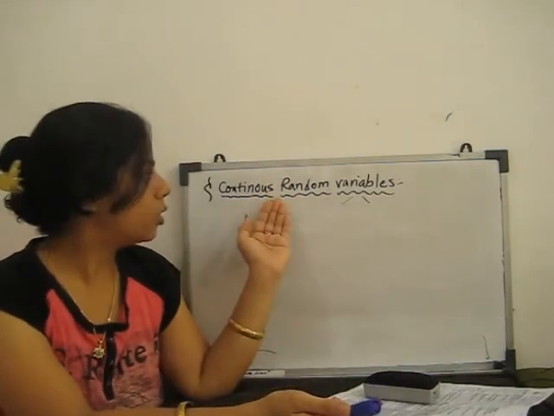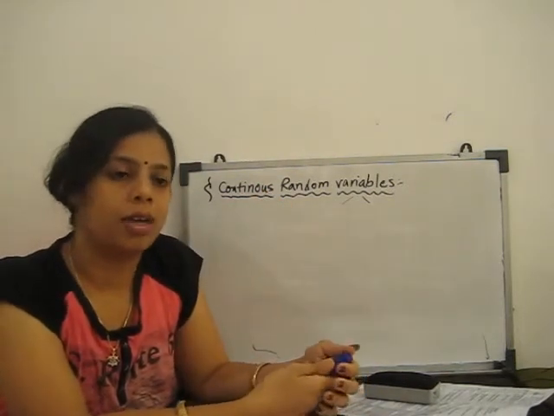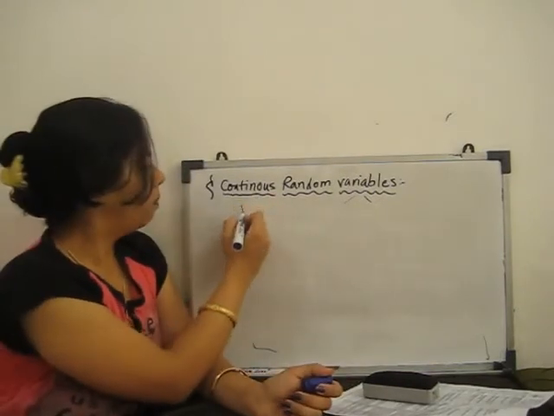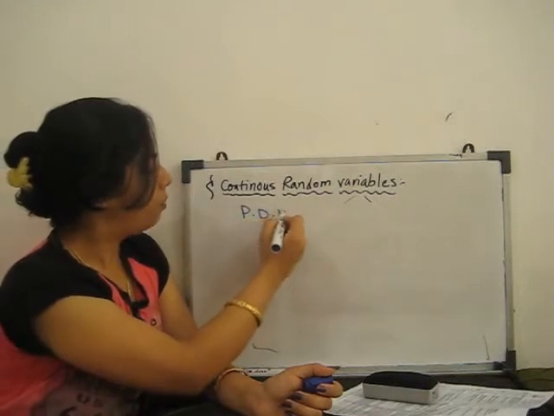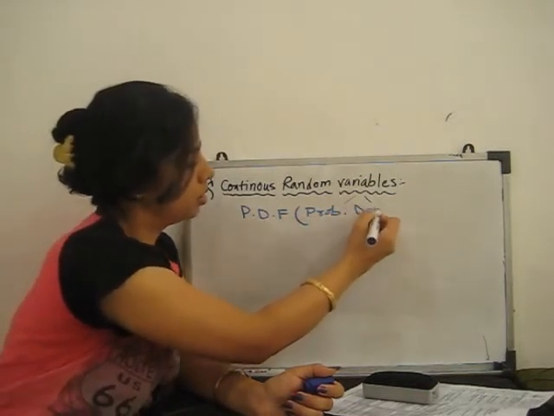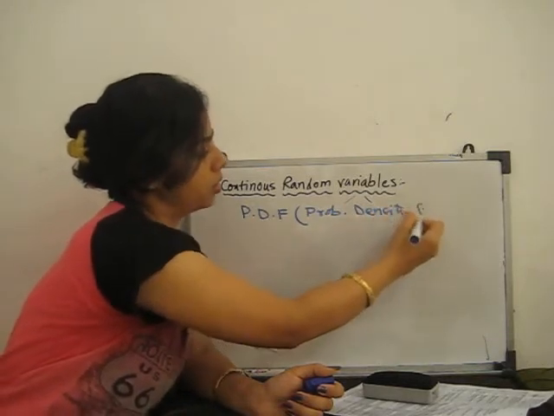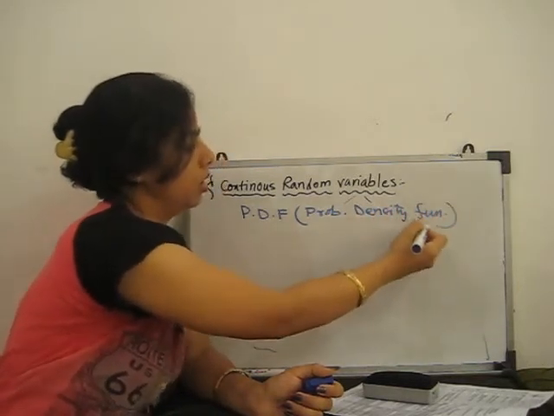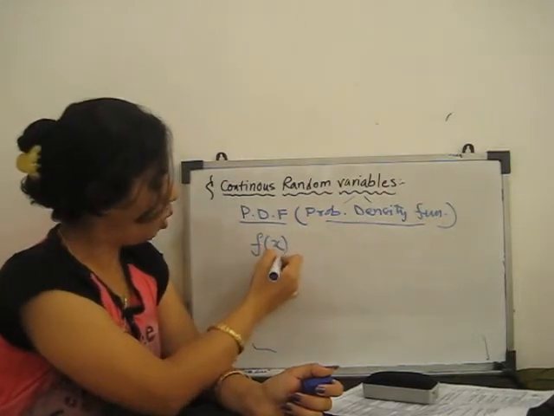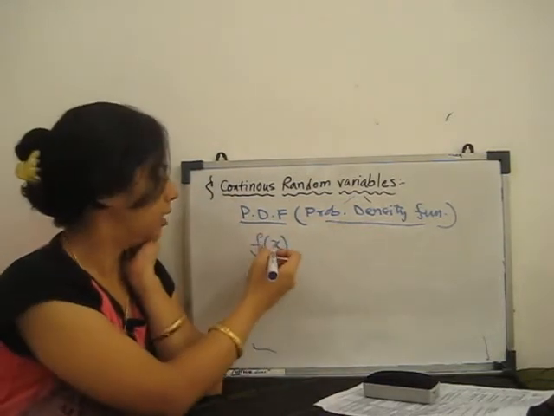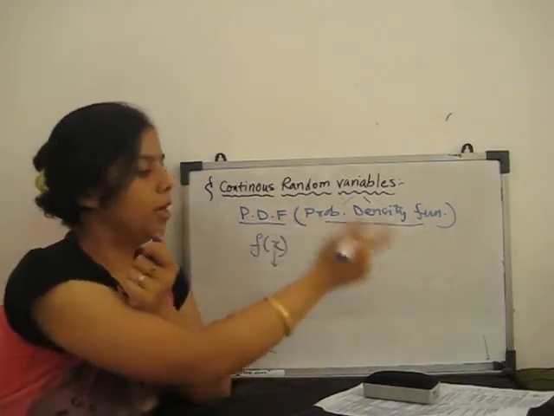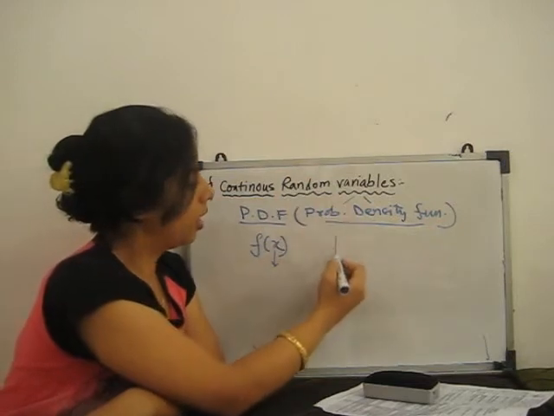When we talk about the continuous random variable, first we have to find the PDF. PDF is the probability density function. Clear? We write this as small f of x. X is our variable within the range.